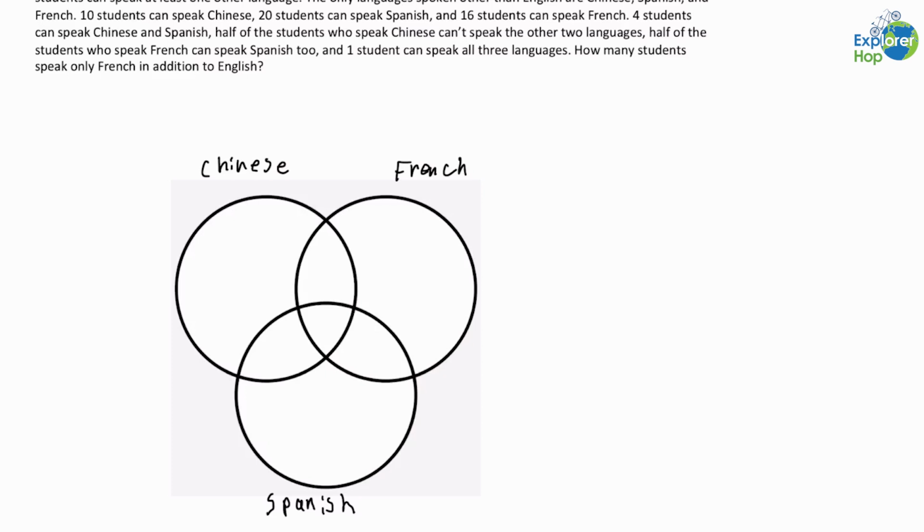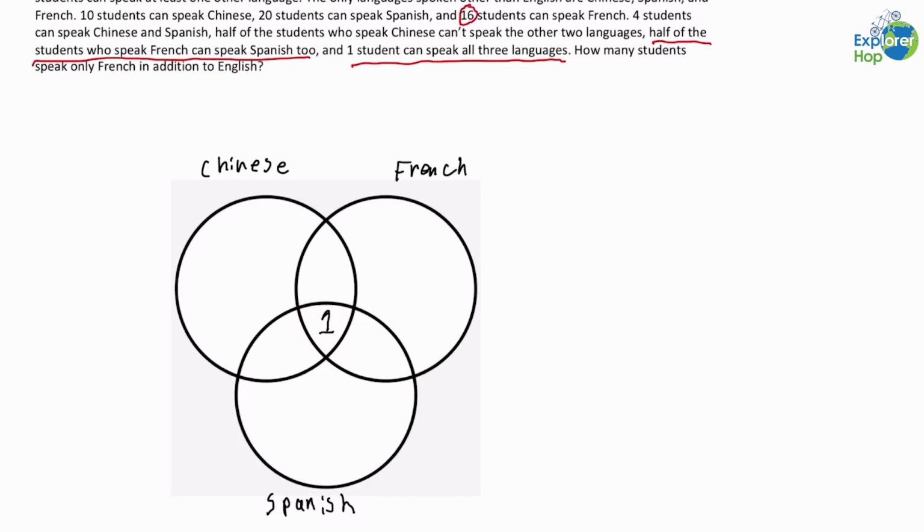We are told that one student can speak all three languages. So we will put a 1 in the middle of the Venn diagram since one student can speak all three languages. Now, working our way back up, we're told that half the students that speak French also speak Spanish. So this means that 8 students can speak French and Spanish, since we have 16 French-speaking students in total.